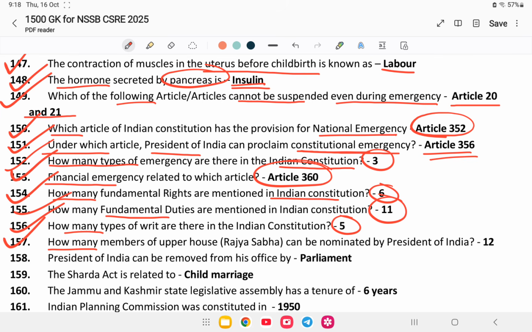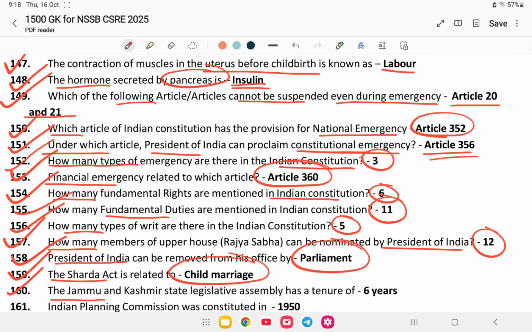157. How many members of the upper house can be nominated by the president? 12. President of India to kunba remove korbre parliament ba. 159. Charter Act to related to the child marriage. It is increasing the marriageable age of both boys and girls.